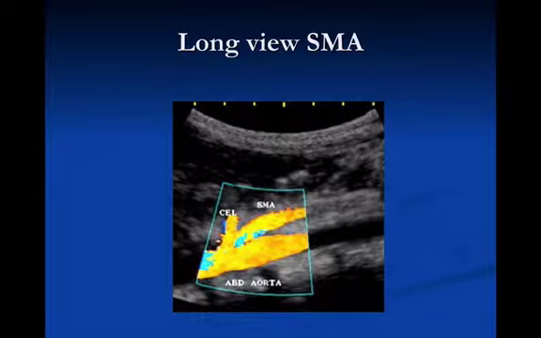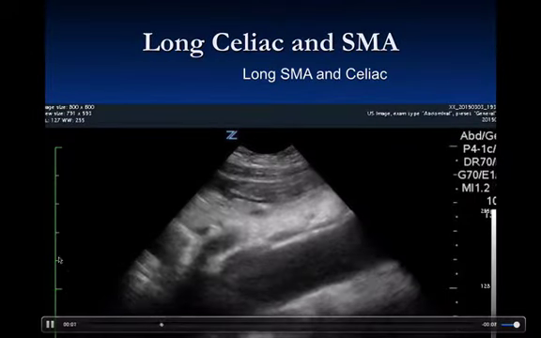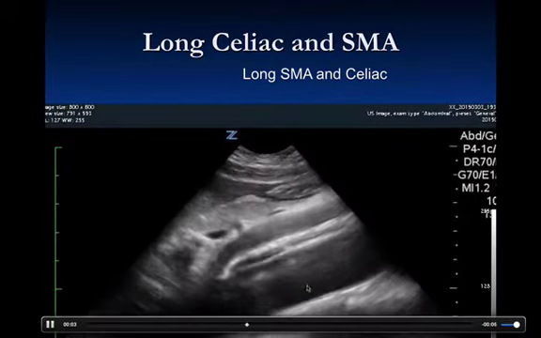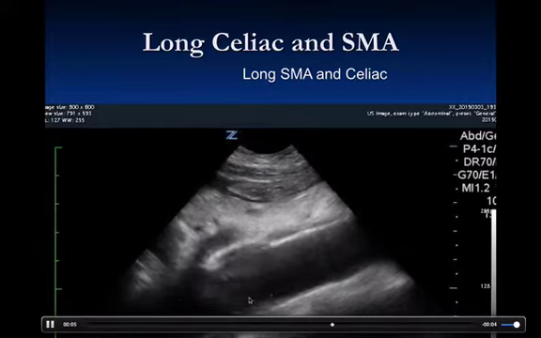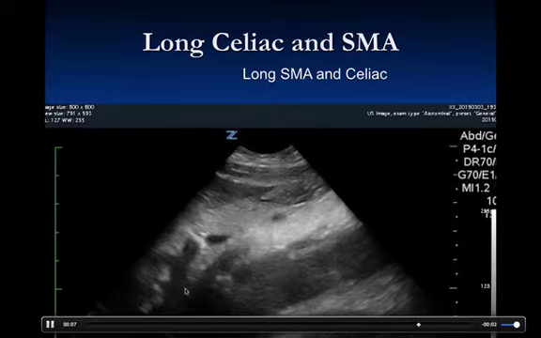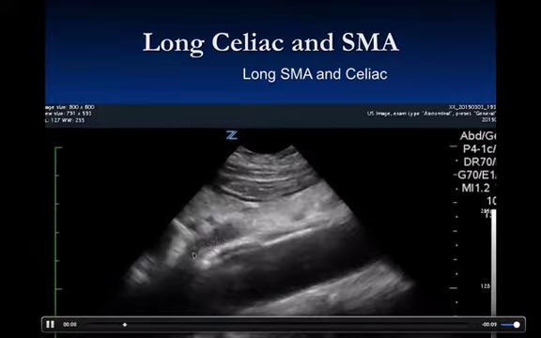If you go in long view, you'll see the SMA, you'll see the celiac artery go almost straight up, and then the SMA will be long and course just anterior to the abdominal aorta. And this is an example of what it looks like. Here is the aorta, right here, celiac right there, SMA right here.